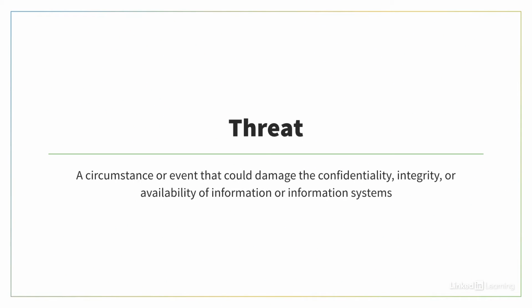NIST considers a threat to be a circumstance or event that could damage the confidentiality, integrity, or availability of information or information systems. That means if something or someone could expose an organization's secret information, stuff like intellectual property or customer personal information, or if that thing could make changes without the proper approvals, or if that person could take a web application offline, well, then that's a threat.